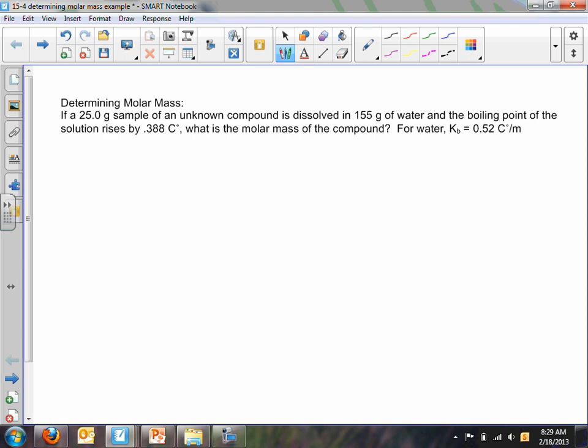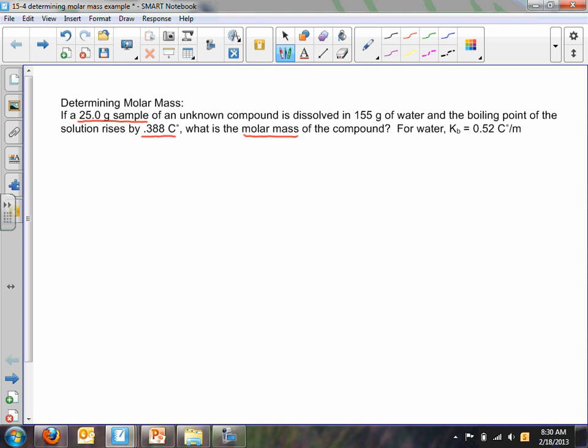So the problem here says I've got 25 grams of some unknown sample, some unknown compound, and I put in 155 grams of water. When that happens, the boiling point rises by 0.388 degrees Celsius. So I have my 25 grams of the sample, and this is my boiling point elevation. Here's what we're trying to find, the molar mass.